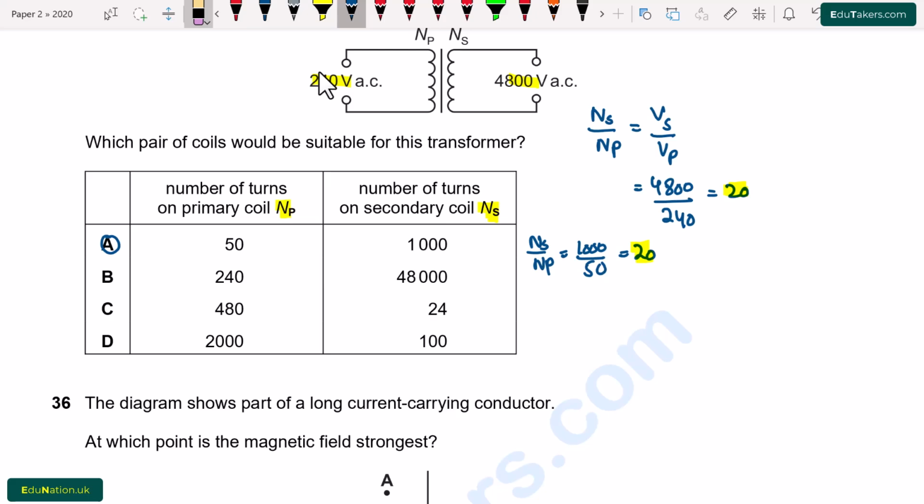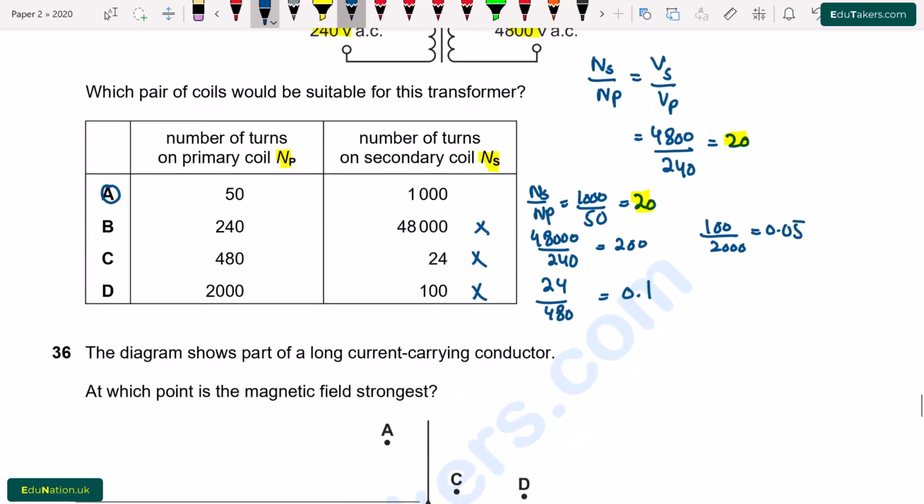Here will be 48,000 divided by 240, which is equal to 200. So 200 is not equal to 20. So this is incorrect. Third one is 24 divided by 480, which is equal to 0.1. So it is also incorrect. And for the last one, here will be 100 divided by 2000, which is equal to 0.05. So it is also incorrect. Only option A is correct.